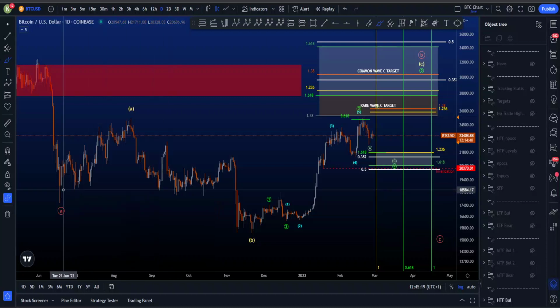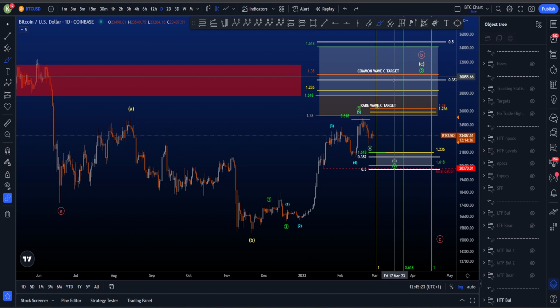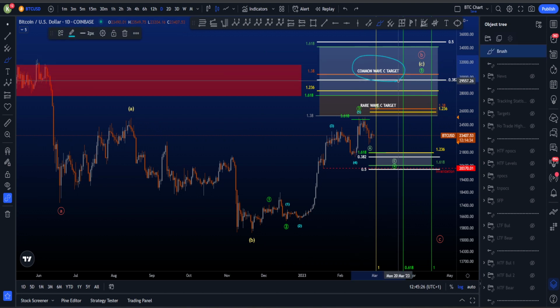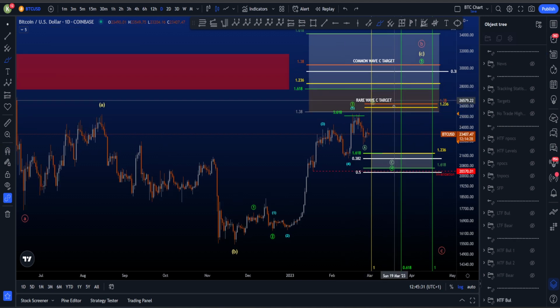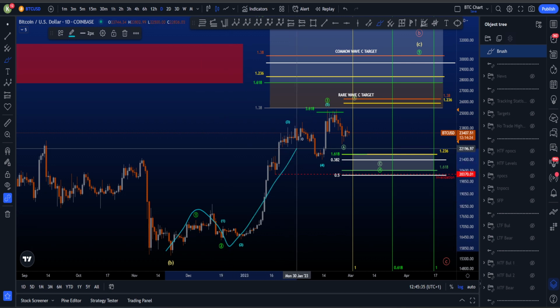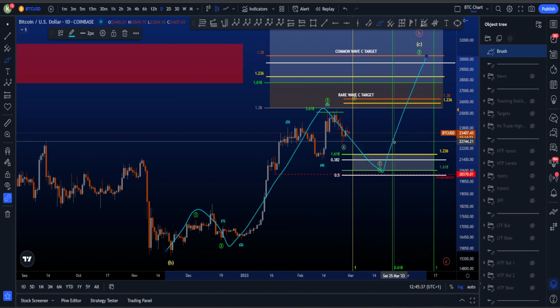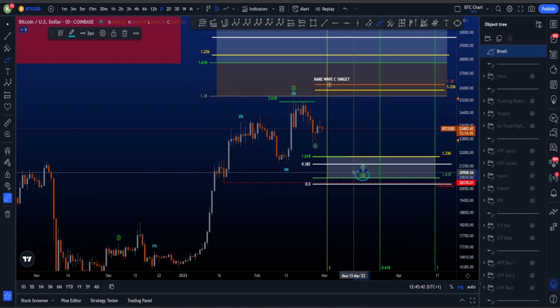Hi everyone, my higher time frame bullish scenario is that this ABC expanded flat is not yet finished, as price did not yet hit the common wave C target, which is this white box over here, but it also didn't even hit the rare wave C target. Now that means that this impulsive structure, which I here have as a 1, 2, 3, 4, 5, is not yet finished, and that we're very likely currently in this green wave 4.